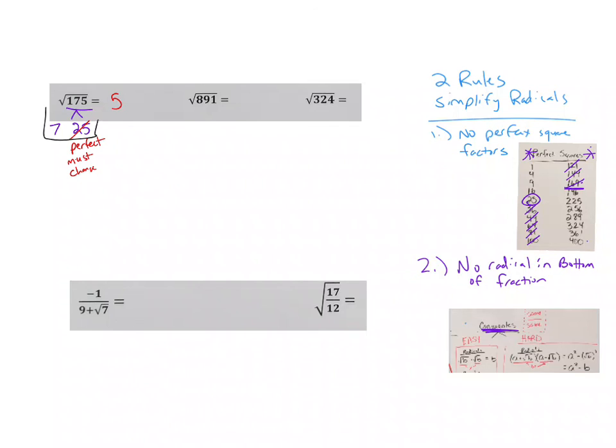Remember, this is the human brain step. If you want to get credit, you must show me that step. 7, he's a murderer. He's going to stay in jail forever. So that's my answer right there. 5 radical 7. Done.